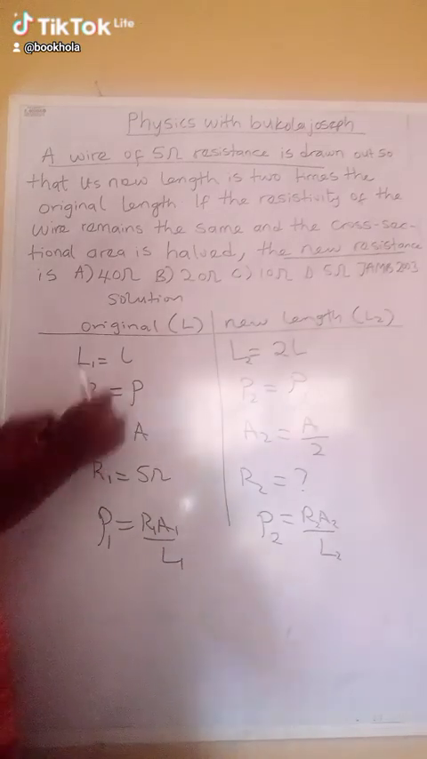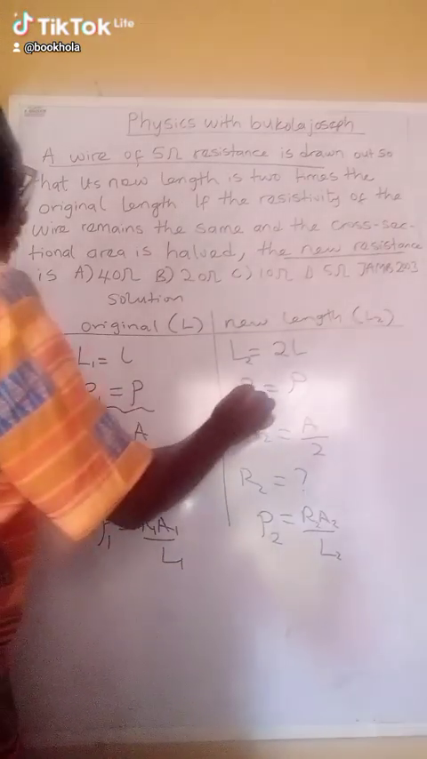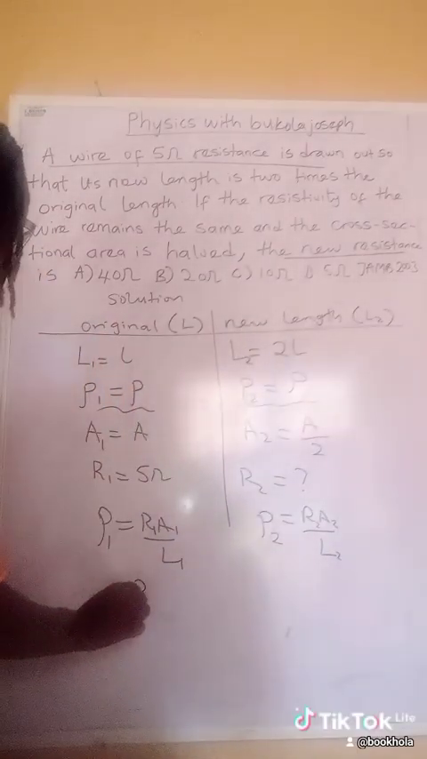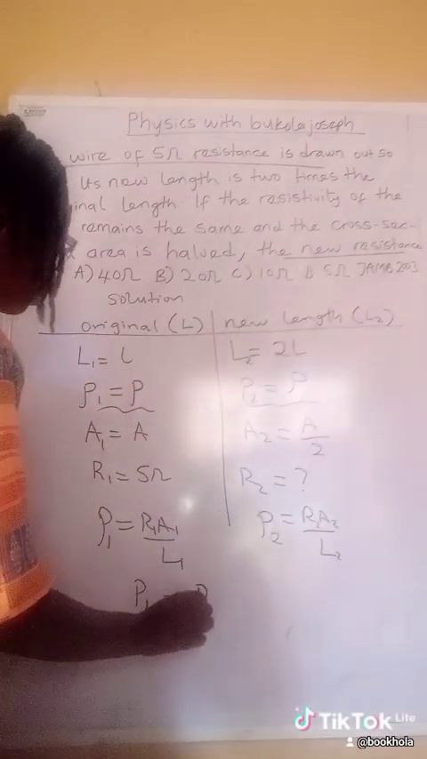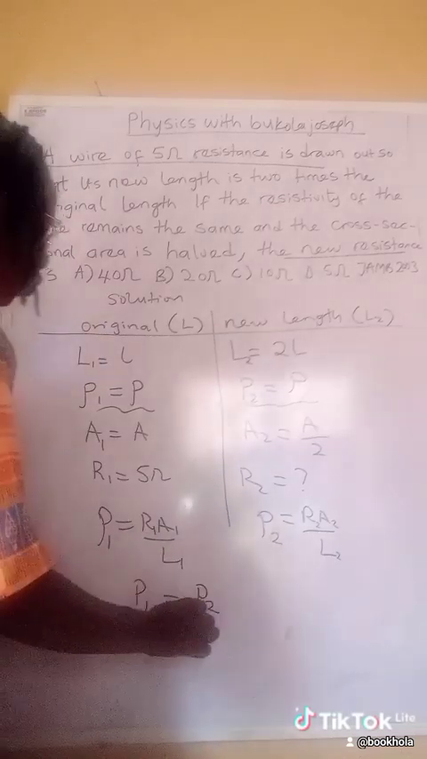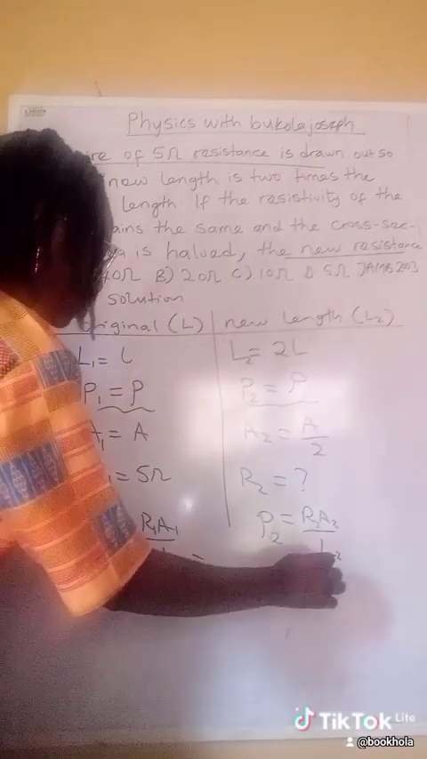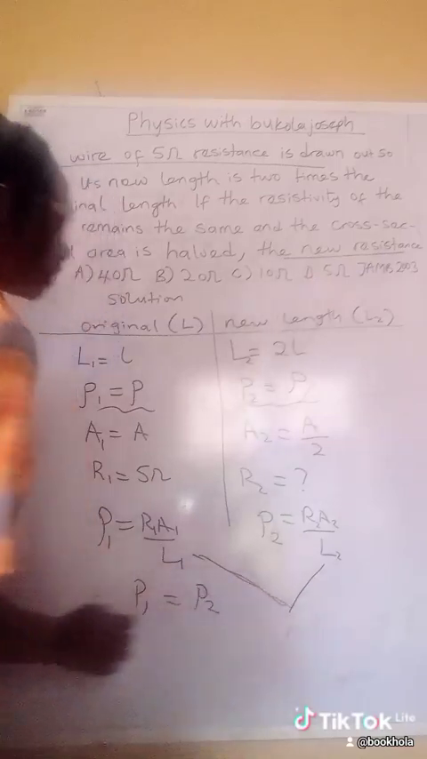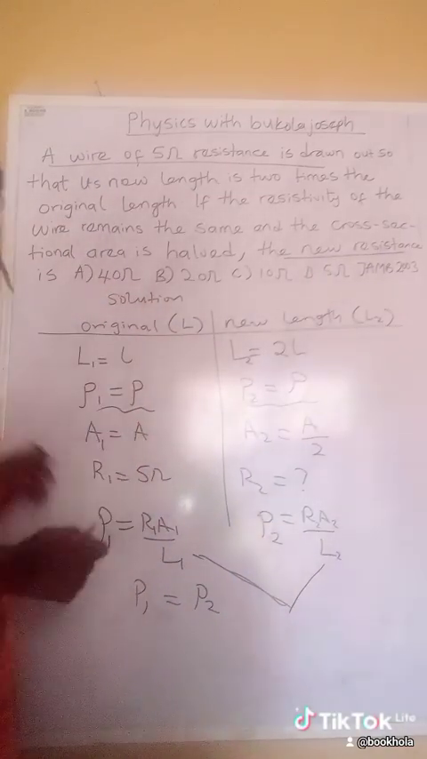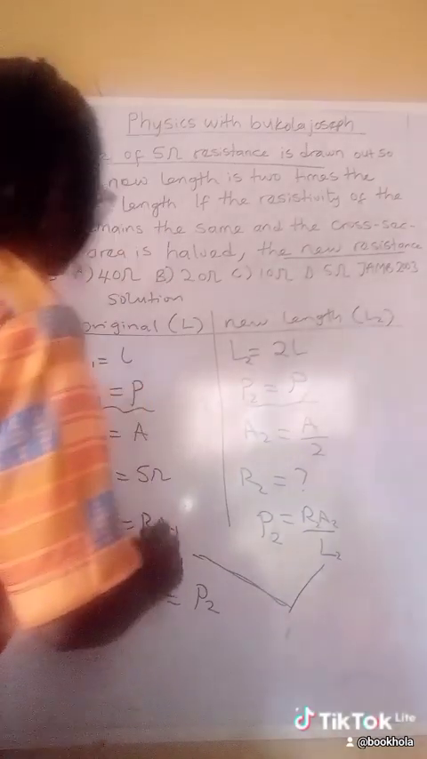But take note, here at this junction it says that the resistivity is the same. It means that P1 is equal to P2. So if this is equal, it means we can equate those two equations. We equate them. It will now be the formula that we'll be using to solve this problem.